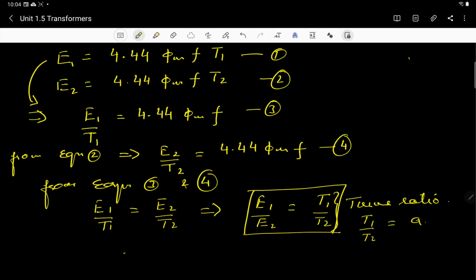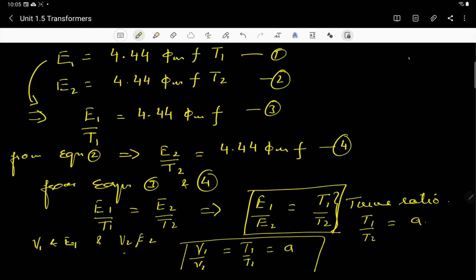Okay, so in a practical transformer, we all know that there is very little difference between V1 and E1, and V2 and E2. So if we consider that V1 equals E1 and V2 equals E2, then this equation becomes V1 by V2 equals T1 by T2 equals a. This is what we got from here. Okay, so let's move further.